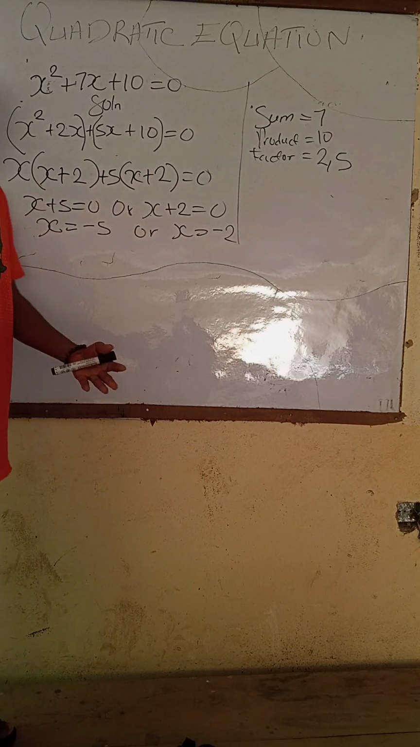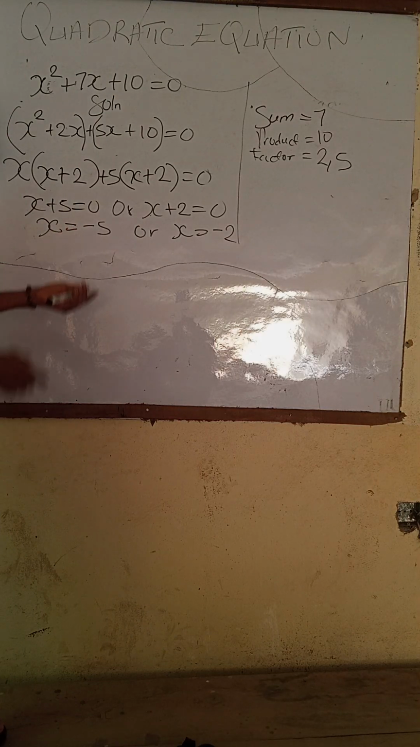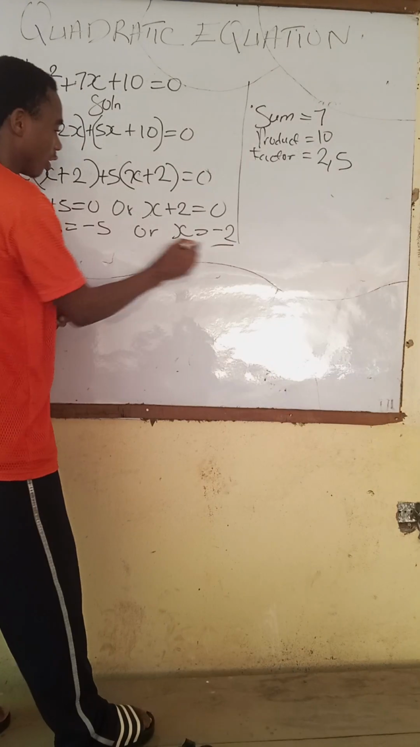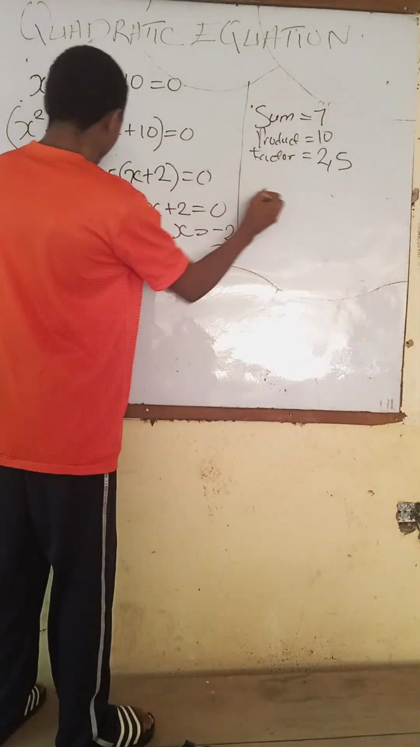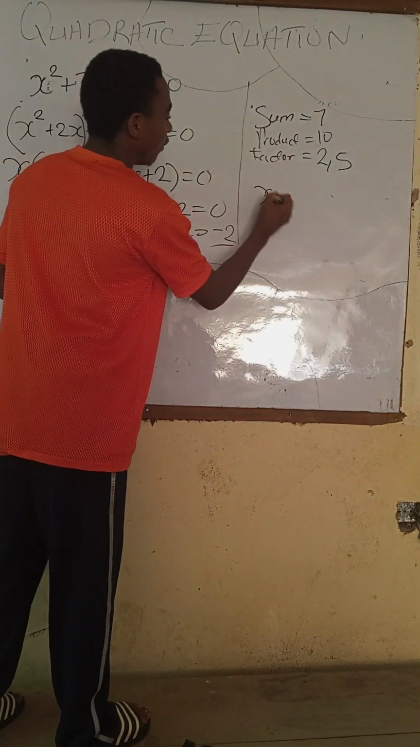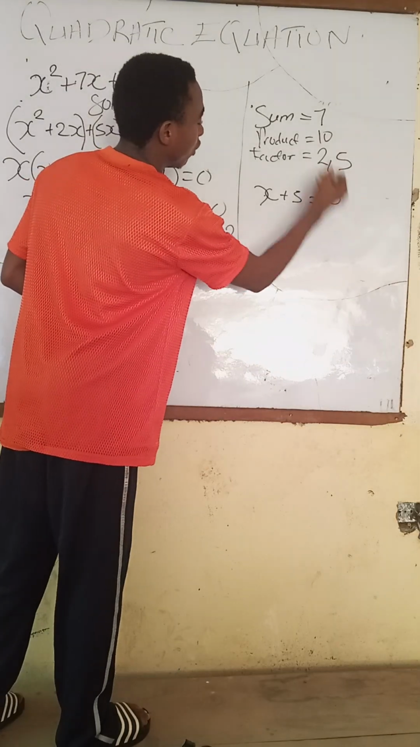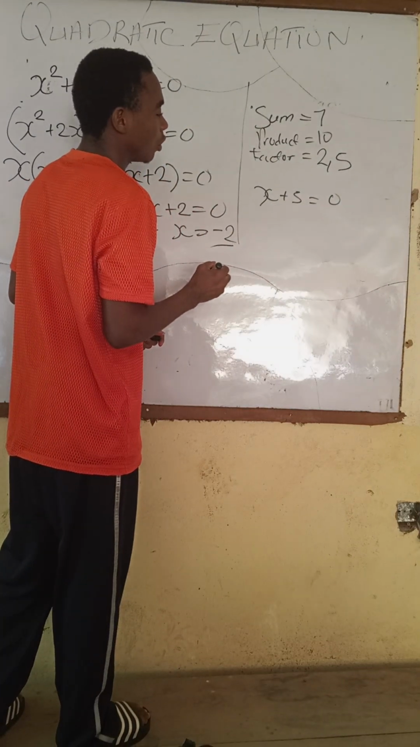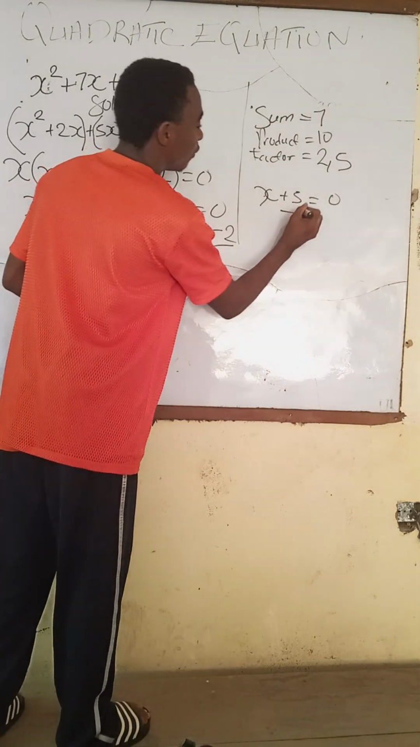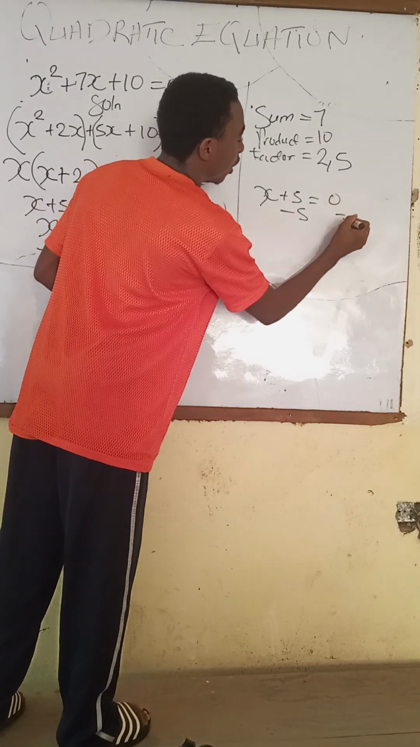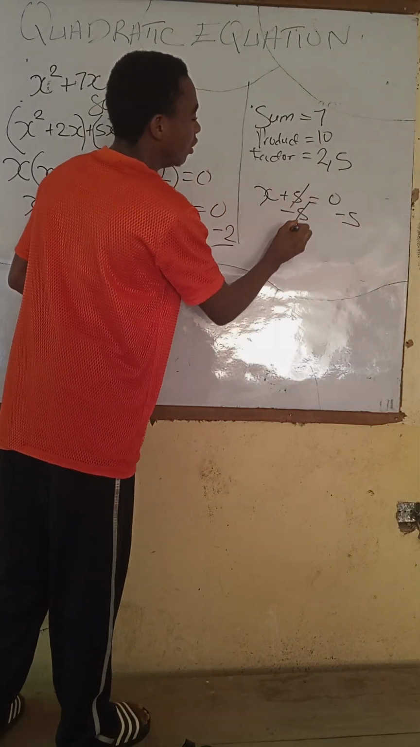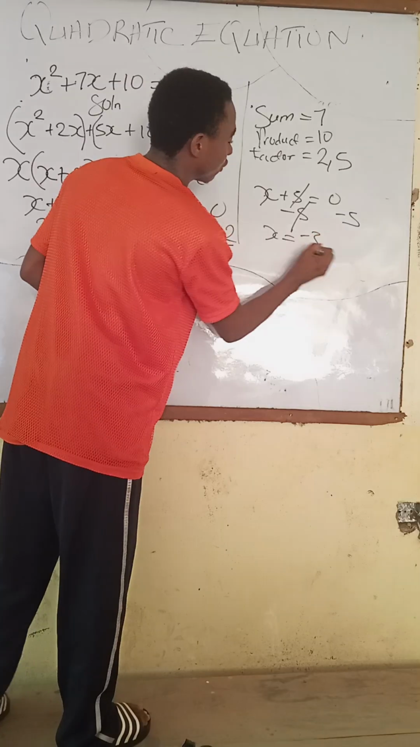Understand? Now some of you might ask how I made this minus 5. I will show you. This is the final answer. Now let me show you how I made this minus 5. We have x plus 5 equals 0. Now multiply both sides by minus 5. You can see this: our x will now equal minus 5.